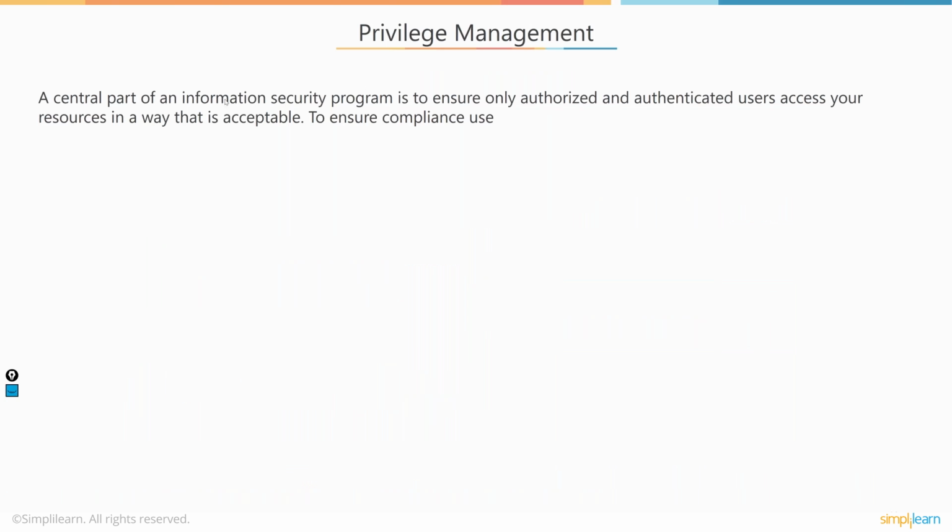Privilege management. It's a central part of an information security program to ensure only authorized and authenticated users access your resources in the way that is acceptable to ensure compliance and use. What it actually means is you're responsible for granting privileges to the users. If you think about AWS, think of it as pretty much Active Directory. When in Active Directory you have a user and create a new one, you can grant them pretty much all admin rights if you want to.